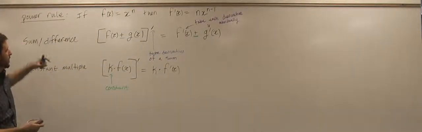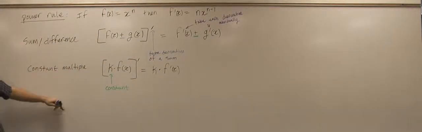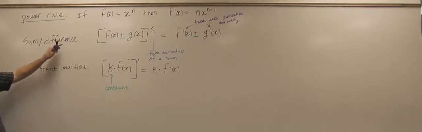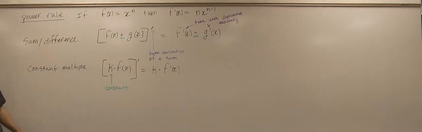One thing you have to be careful of, so there is a product rule and there is a quotient rule, but they're not as simple as this, okay? Those are the next section. Products and quotients do not play nicely with derivatives. And I'll show you why in the next section. But sums and differences do.